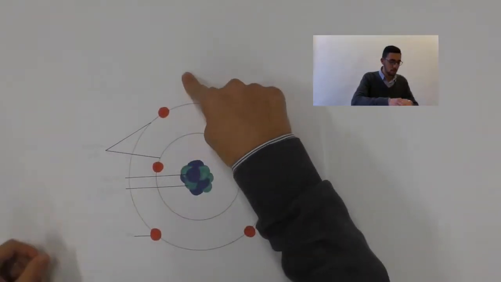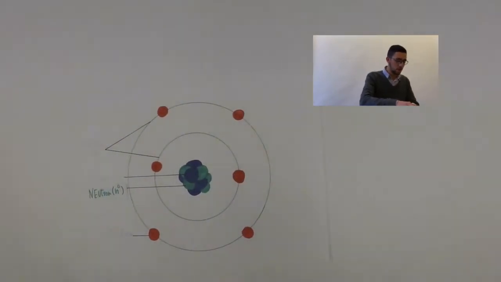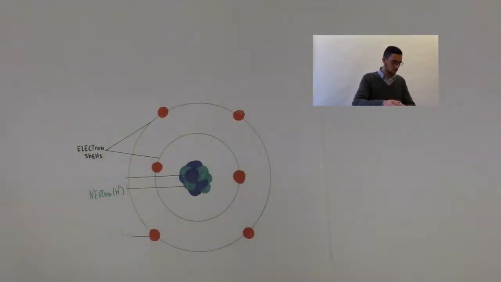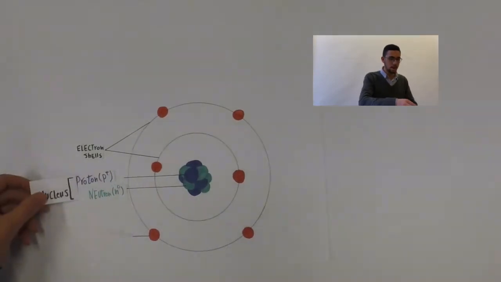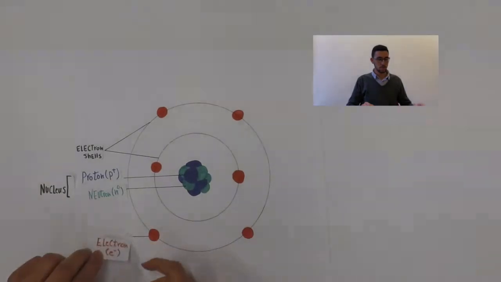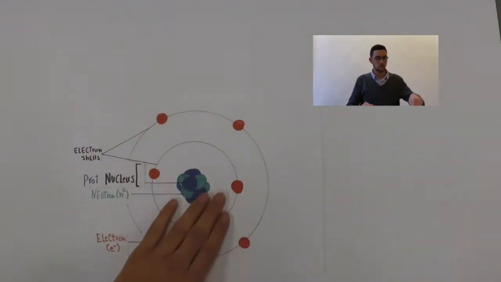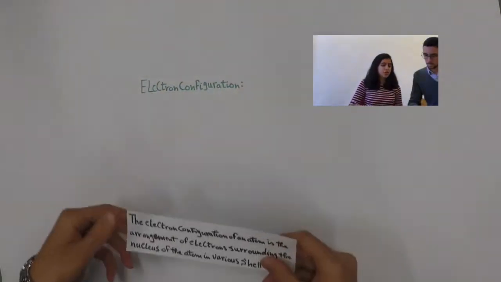So to start off, we have the neutron inside the nucleus. We have the electron shells, the protons, and the nucleus, and the electrons. So the neutrons and protons are inside the nucleus, and the electron shells are the orbitals around the atom. So what is electron configuration?